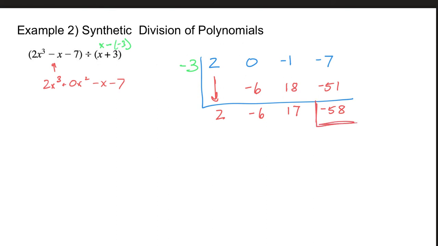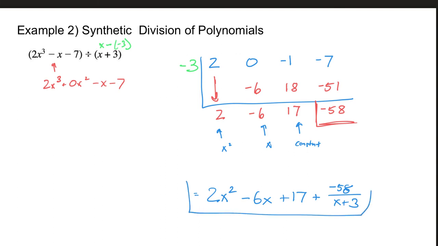Again, I'll chop that part off. That's going to be my remainder. So again, I have my constant term, I'll have my x, and I'll have my x squared coefficient. So the answer is going to be 2x squared minus 6x plus 17 plus the remainder, -58, over x plus 3, what I divided by. That's my final answer.